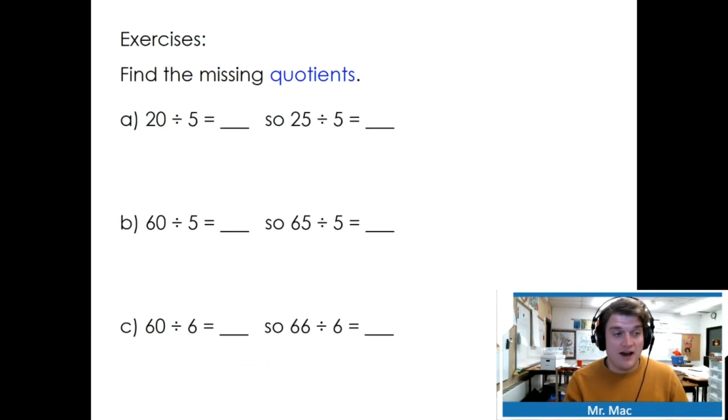20 divided by 5. We know that is 2 tens times 2 will give us our quotient of 4. If this is 4, then 25 divided by 5 is going to be 5. It's going to be 1 more than the 4. Go ahead and finish this page.